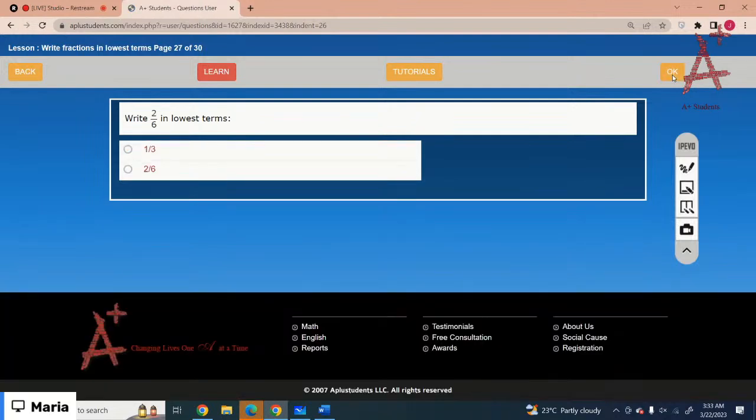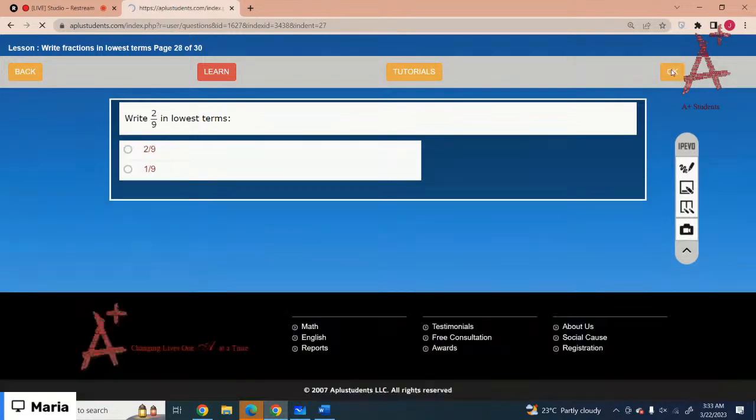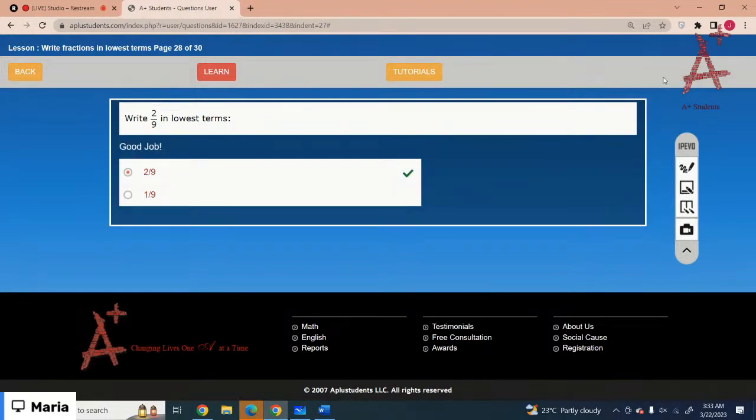Okay, write 2 by 6 in the lowest terms. It would be 1 over 3. You can divide them by 2. Got it? Okay, write 2 by 9 in the lowest term. That would be already in the lowest form. Got it? You don't have any number that can divide both.